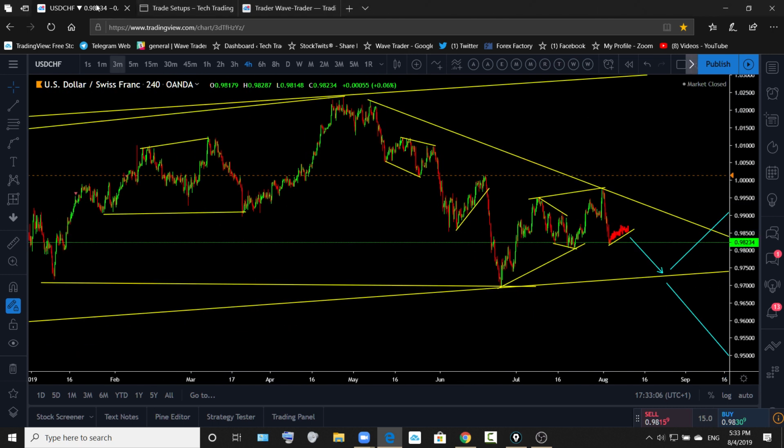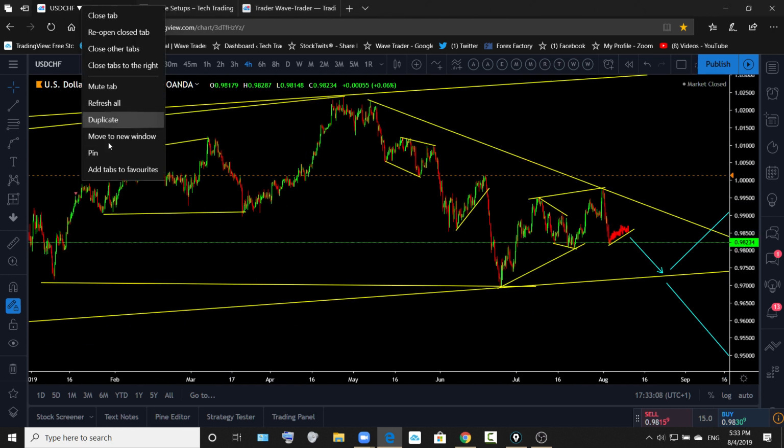Let me show you the dollar franc chart. I have already shown you this chart before, and I have also shown you that chart before. Let me show you this same formation again, the dollar franc.